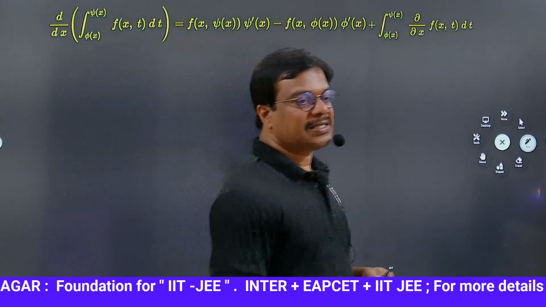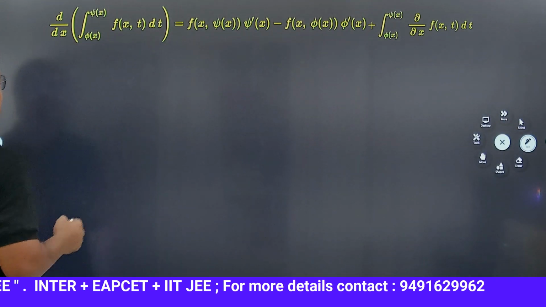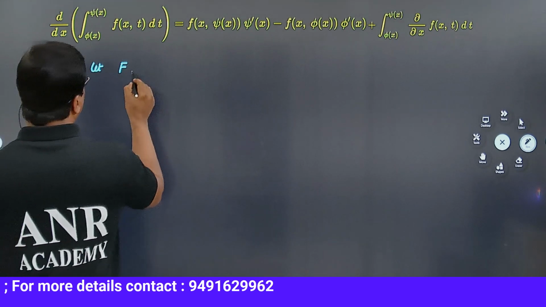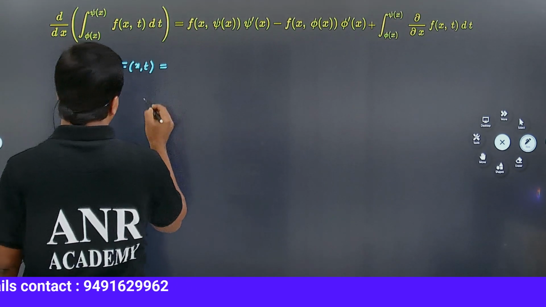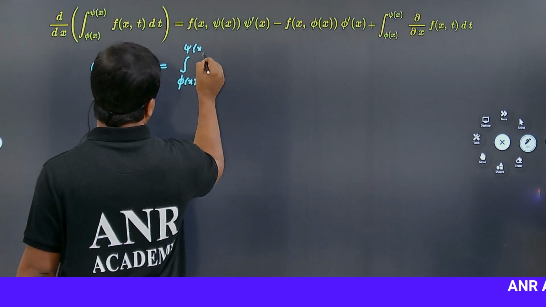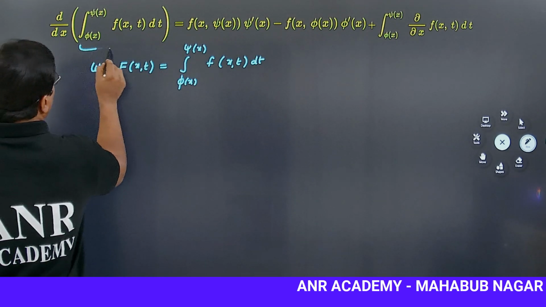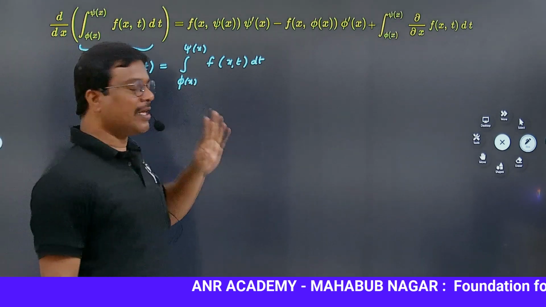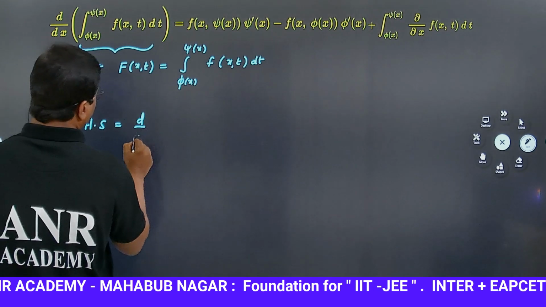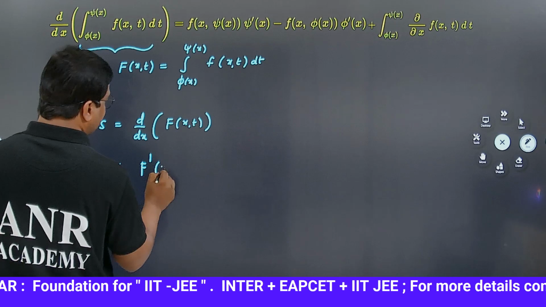Next, this one is the second result, whenever the function has two variables x and t. See here, assume that capital F of x comma t is equal to the integration from phi of x to psi of x of f of x comma t dt. This portion I am going to select as capital F of x comma t. That is, the LHS part becomes d by dx of capital F of x comma t, that is clearly F dash of x comma t.